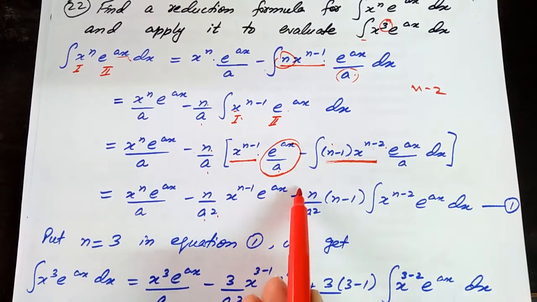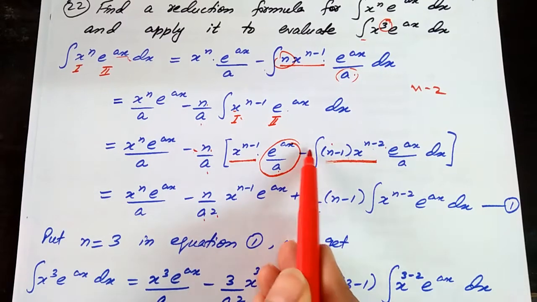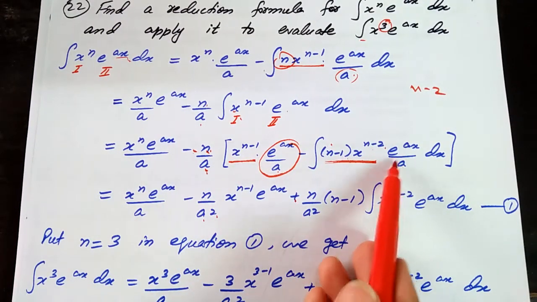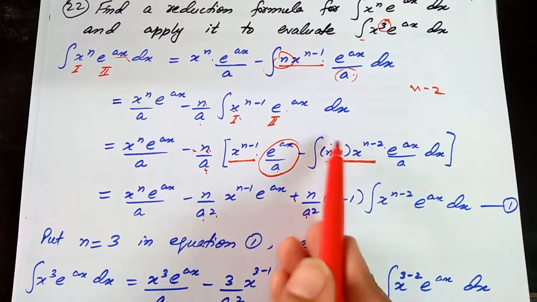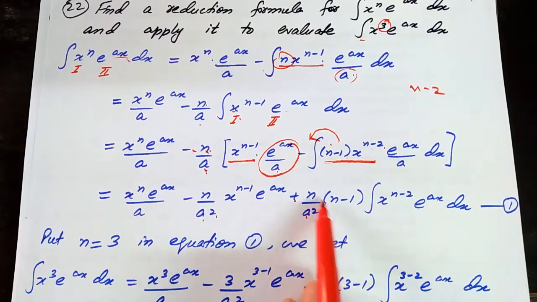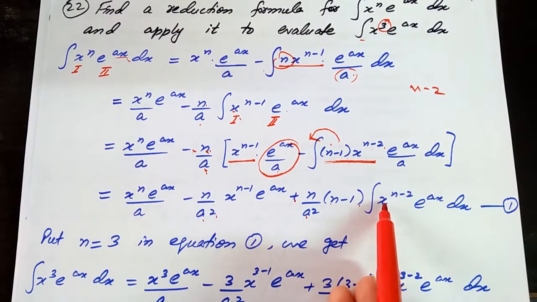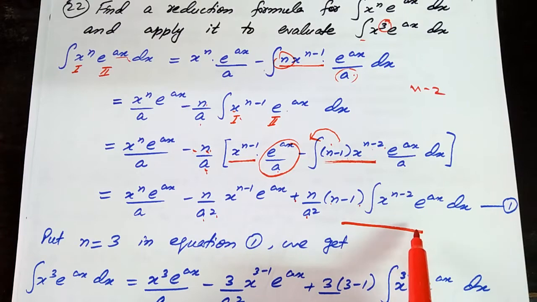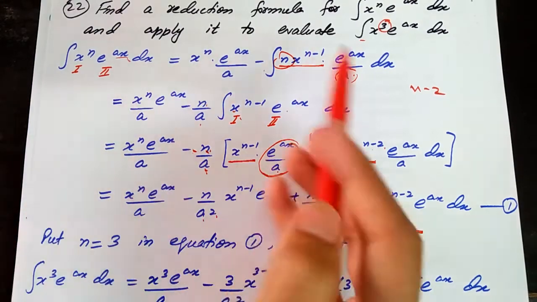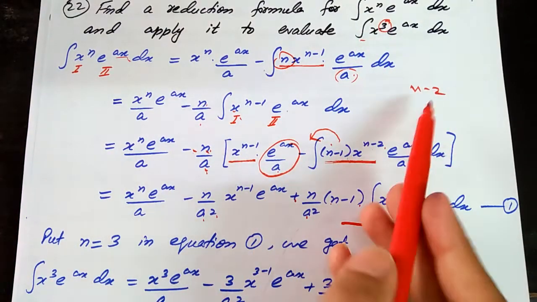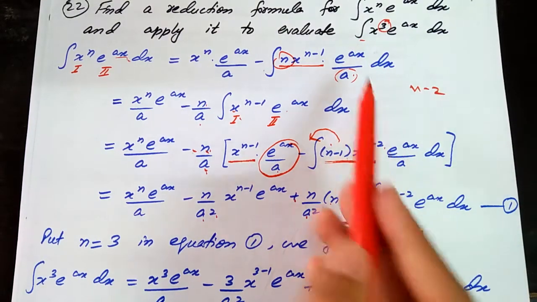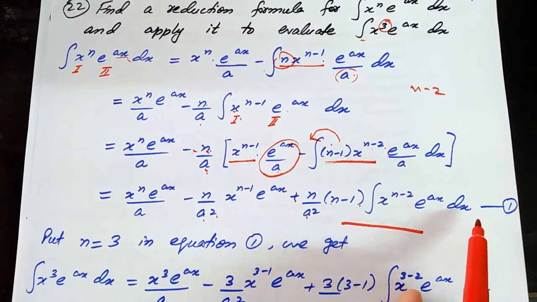x raised to power n minus 1 e raised to power ax, minus minus plus n over a squared. This, when multiplied with this a, will become a square. This constant will also come outside. It will be n minus 1. We will be left with x raised to power n minus 2 e raised to power ax dx. Just stop here now, because we have x cube, so we can reduce it up to n minus 2, just 1 unit back from 3. Name it as the first equation.